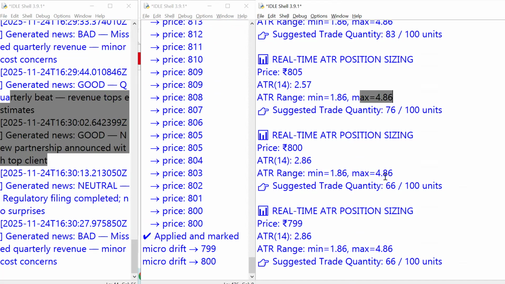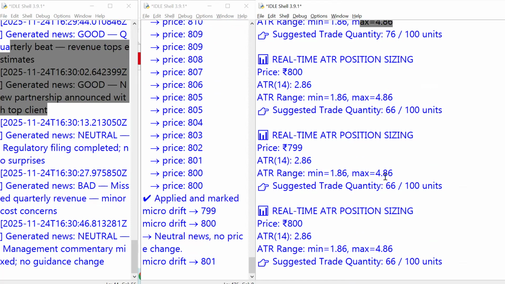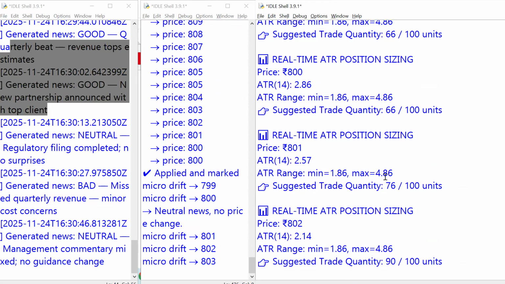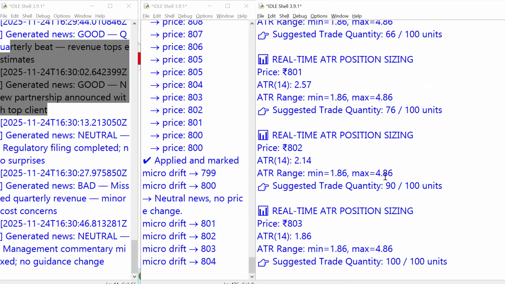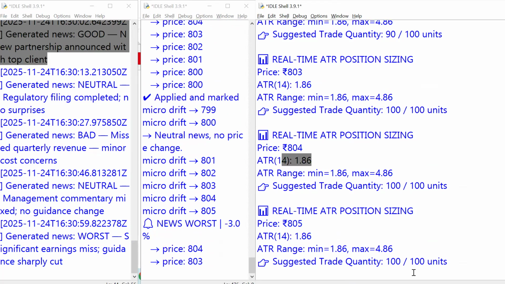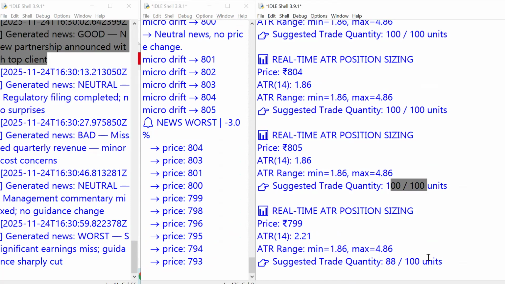A best simulation model in front of you to understand the working of the algo in a real market scenario. See, the ATR is at the minimum level, because okay, now the ATR is going to increase and the quantity size is going to decrease. You can see there was worse news.